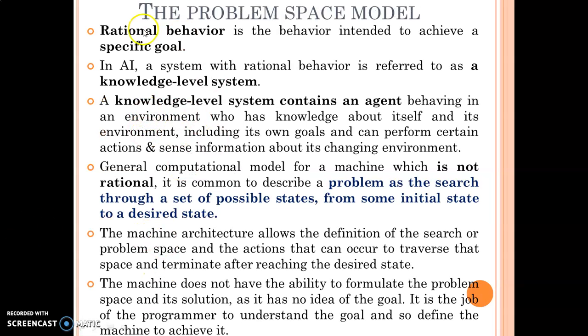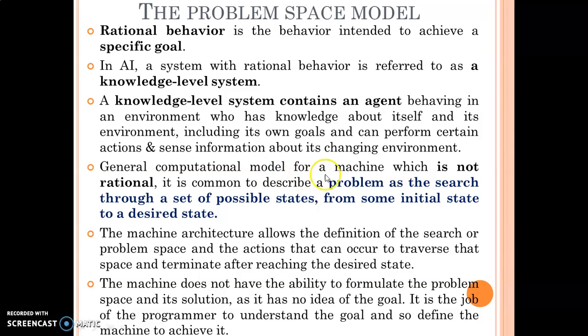What is a problem space? Rational behavior is the behavior that is intended to achieve a specific goal. This element of rationality is often used to distinguish between intelligent and machine-like behavior. In terms of artificial intelligence, a system with rational behavior is referred to as a knowledge level system. A knowledge level system contains an agent behaving in an environment who has knowledge about itself and its environment, including its own goals, and can perform certain actions and sense the information about its changing environment.